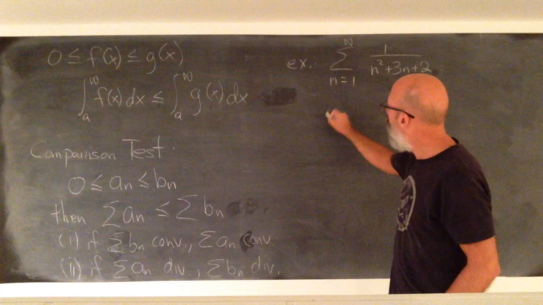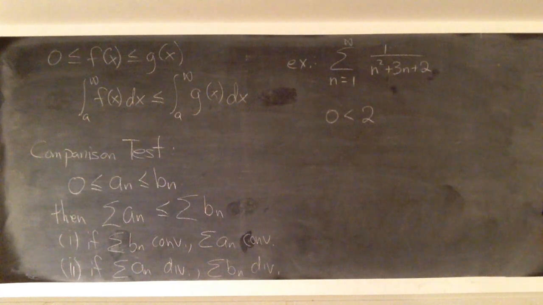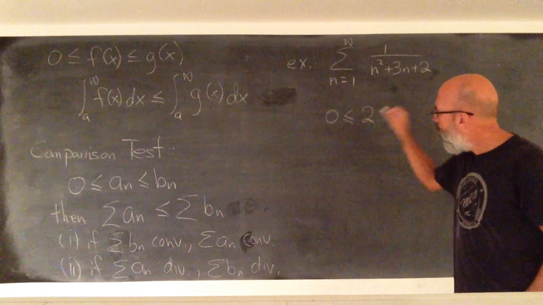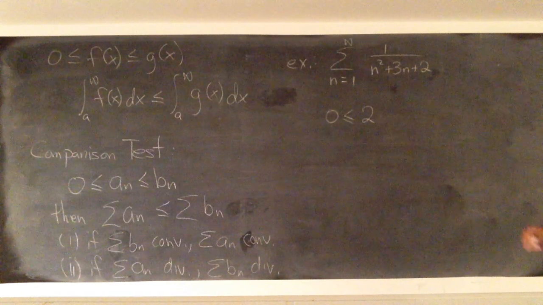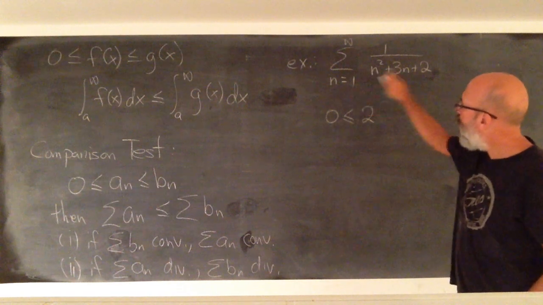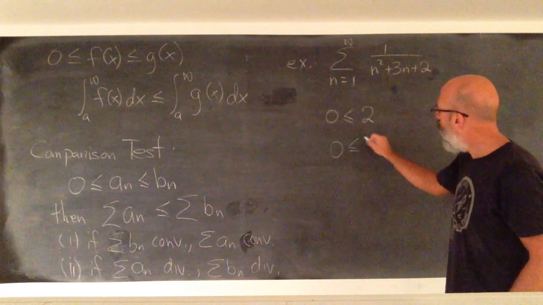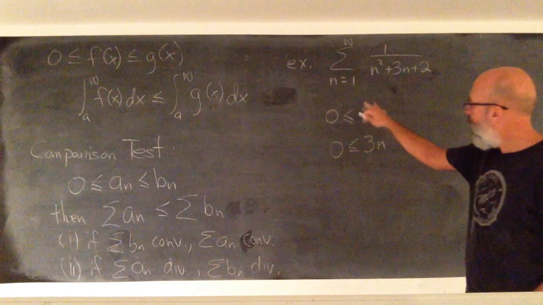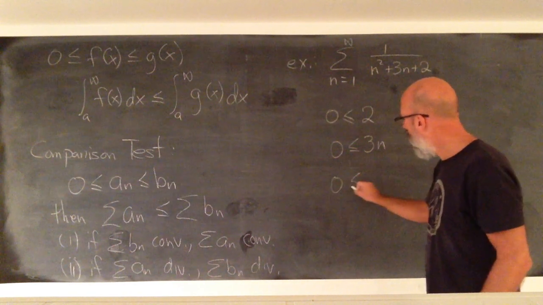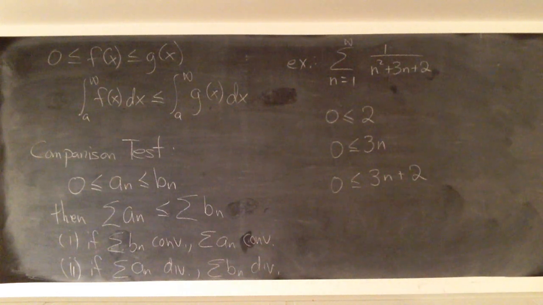Well, what do we know? We know that 0 is less than or equal to 2. Less than or equal to, no harm done here. And we know that since we're restricting our attention to natural numbers, 3n is also bigger than or equal to 0. So if you add the two things together, 3n plus 2 is bigger than or equal to 0.